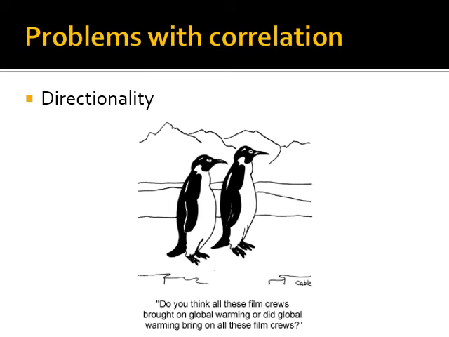Here's a fun example of this, looking at two penguins talking. The dialogue reads, "Do you think all these film crews brought on global warming, or did global warming bring on all these film crews?" The idea is that we can assume that the film crews are here because of global warming, but in fact we can't really substantiate that relationship with statistics. We don't really know who is causing what in terms of that relationship.